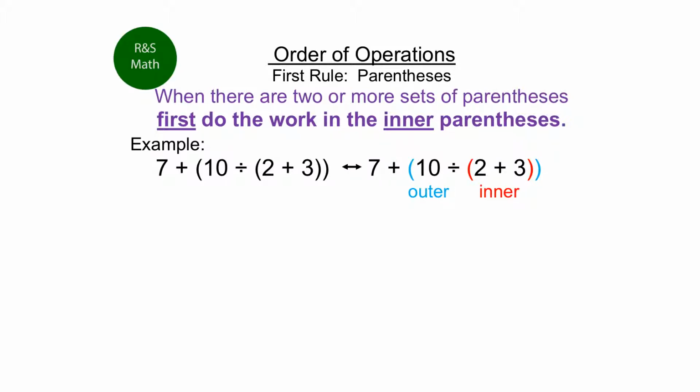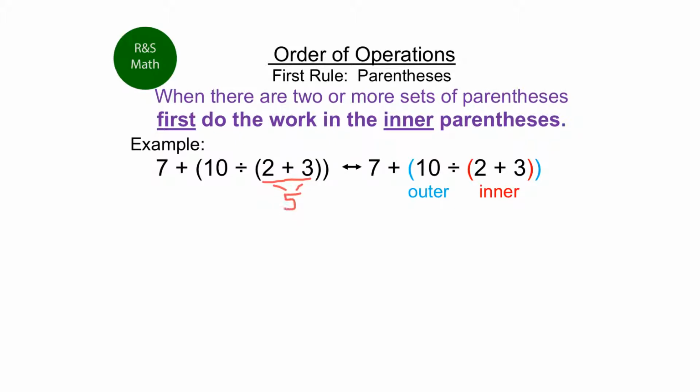Only this time I wanted to show that the inner parentheses are the ones here in red because there are no parentheses inside of them, so they are inner parentheses. The outer parentheses are the ones in blue. Now let's evaluate this expression. We'll begin here at the work in the inner parentheses, 2 plus 3.